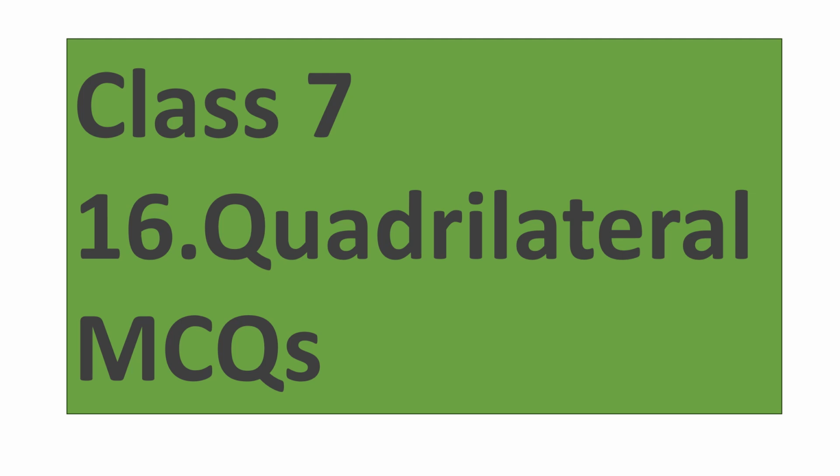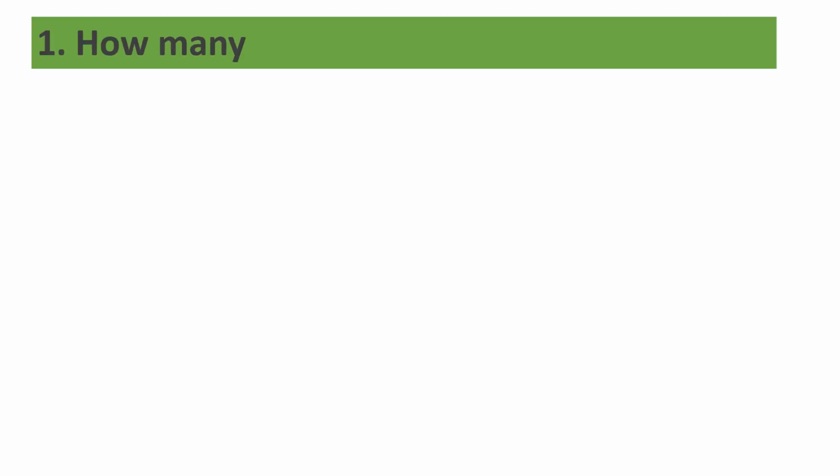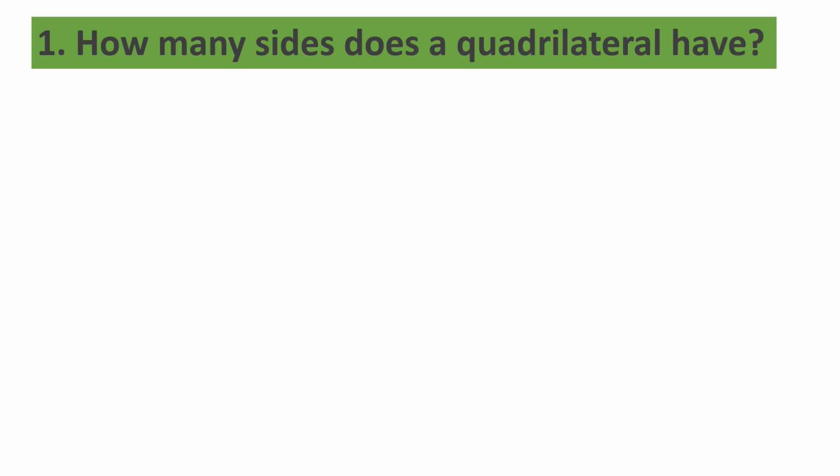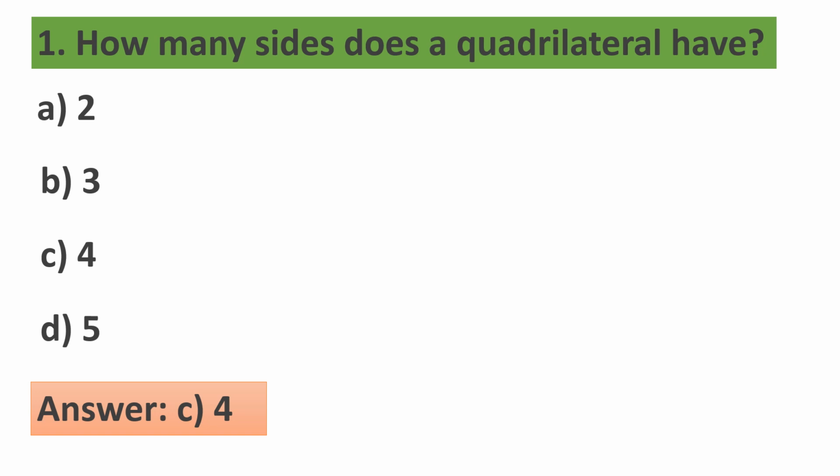And today we are learning class 7, chapter 16, Quadrilateral MCQ, multiple choice questions. Question number 1: how many sides does a quadrilateral have? Quadrilateral को कितने sides होते हैं? A 2, B 3, C 4 and D 5. So the answer is C, 4. 4 sides होते हैं.